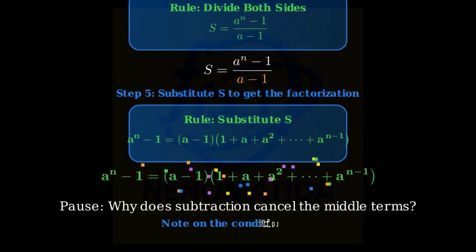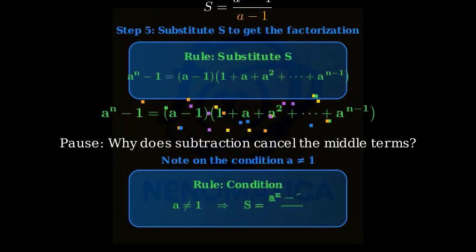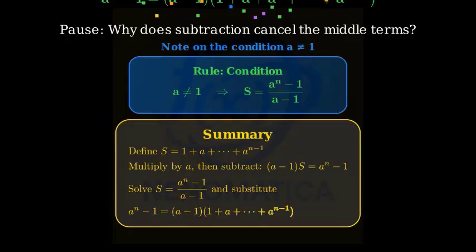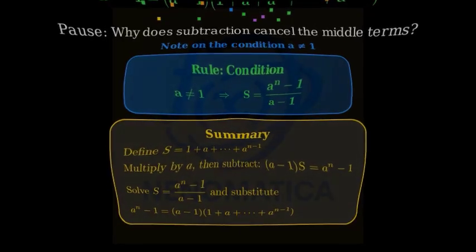Important note, this derivation assumes a is not equal to 1. If it equals 1, both sides are 0, and the identity still holds trivially. Let us summarize the key ideas. We defined s multiplied by a, subtracted to form a minus 1 times s, then solved for s and substituted to obtain the factorization.